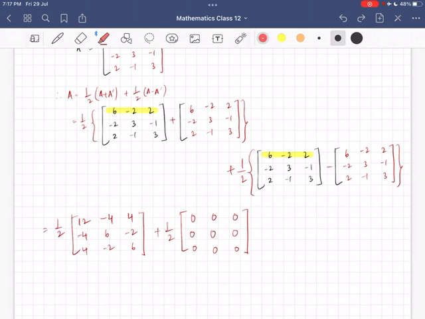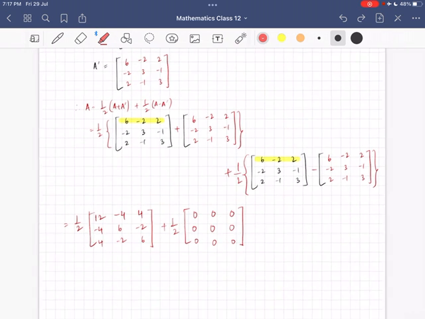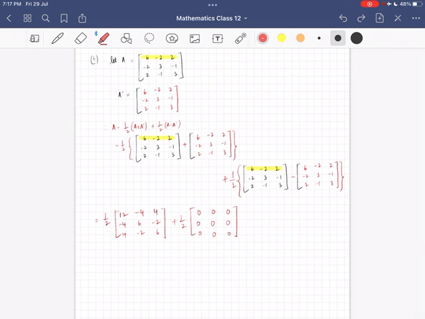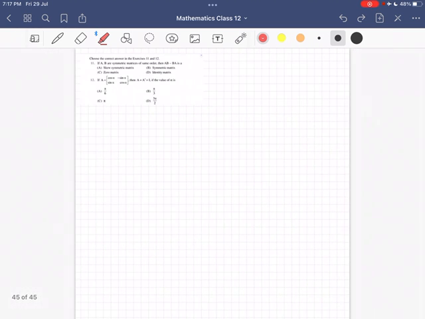So this is how we express any given matrix as a sum of a symmetric and a skew-symmetric matrix. Okay, now the next two that we have in here, you just try it yourself. It will be homework.